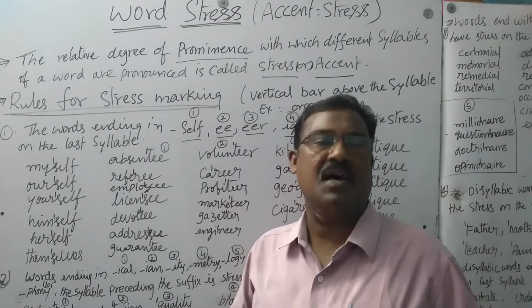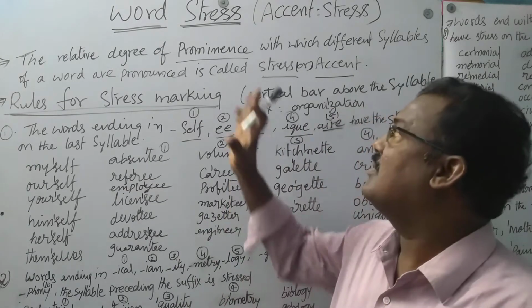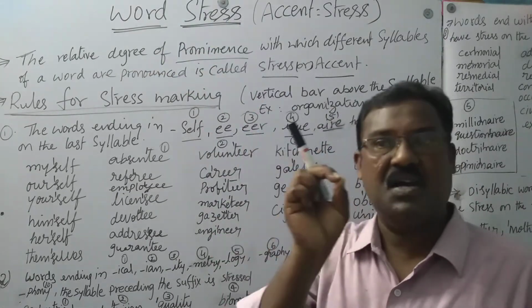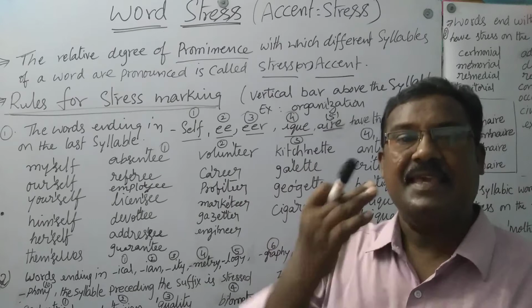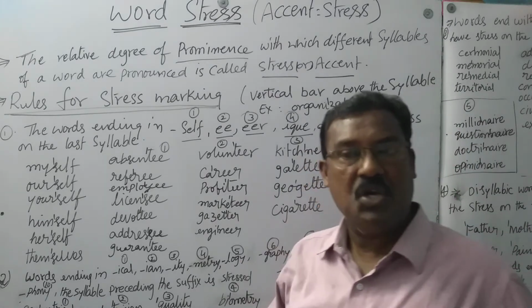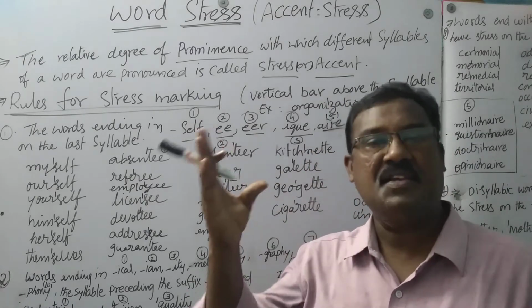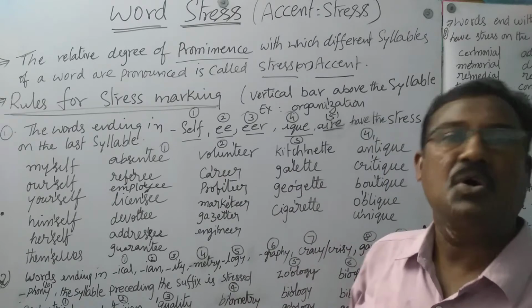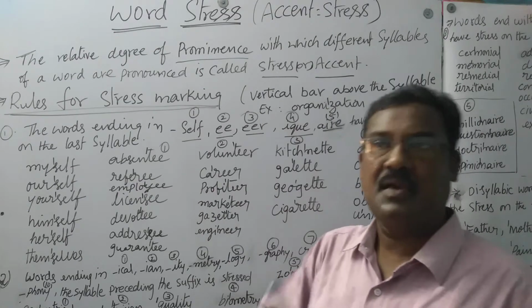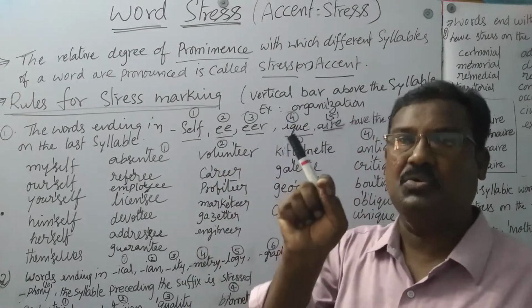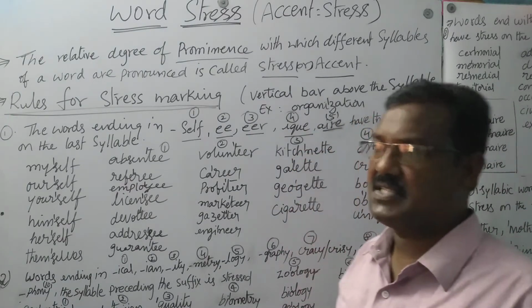So according to the number of syllables the word has, one of the syllables we have to stress in the word. That means extra force we have to use to say that. For example, examination, nation. N above we have to stress. Stress is nothing but a vertical bar. Examination, above N, one line we have to draw. That vertical bar is called stress.